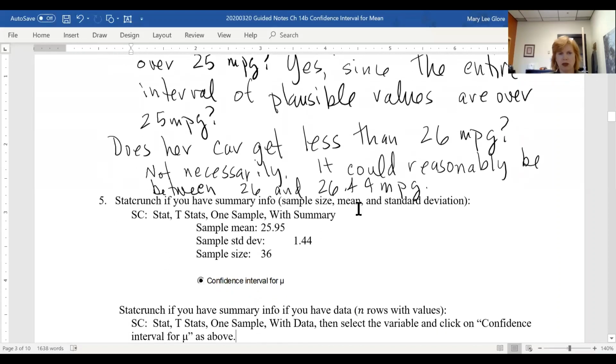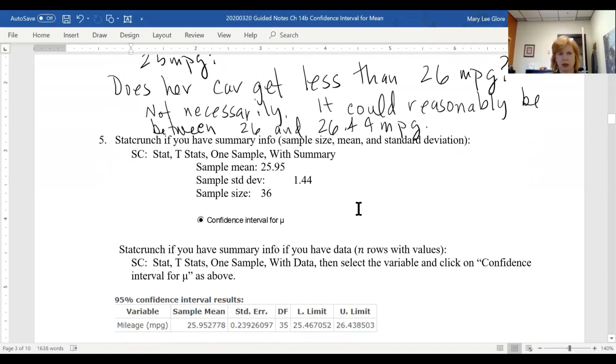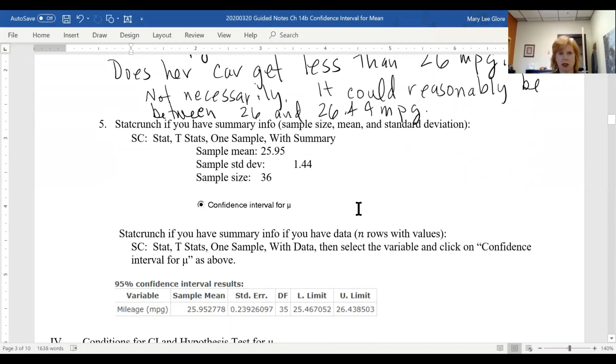What if I wanted to do this in StatCrunch, all right, which we can do. So in StatCrunch, if you have summary information, we're going to click T-stats, one sample with summary. So let's open up StatCrunch. No, this is for a later exam, but we can do it. So we're going to do T-stats, one sample with summary.